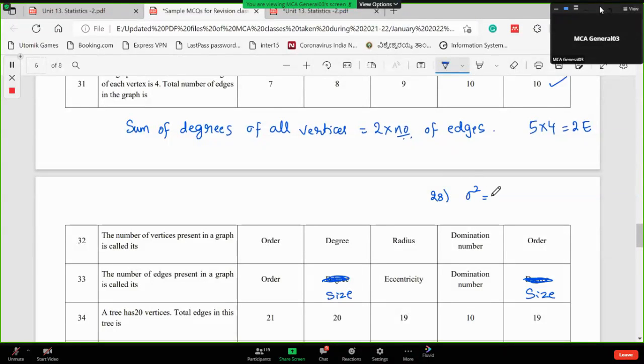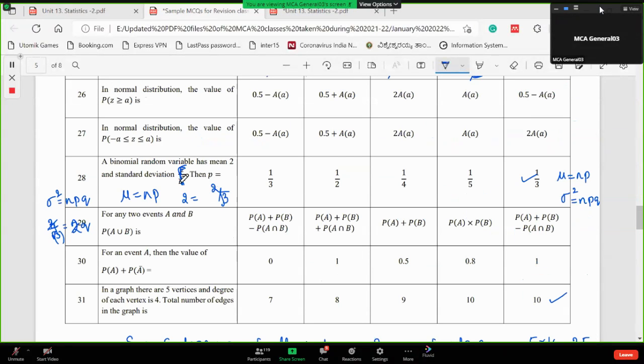Sigma square is npq. Mu is equal to np. It is given to us that mu is 2. So sigma square, 4 by 3, is equal to 2q. So this implies q is 2 by 3. The question is about p, isn't it? So I thought it is q. 1 minus q, 1 minus 2 by 3, it is 1 by 3. Correct, Ravindra. Thank you for updating. I thought for a moment I was looking for the answer for q. This is for p.